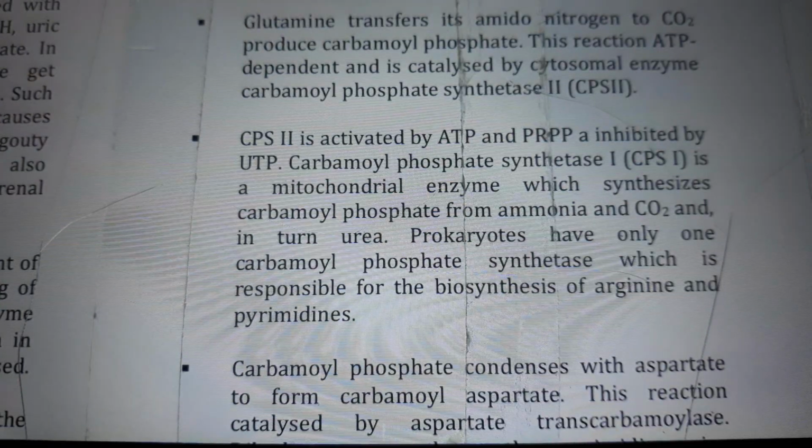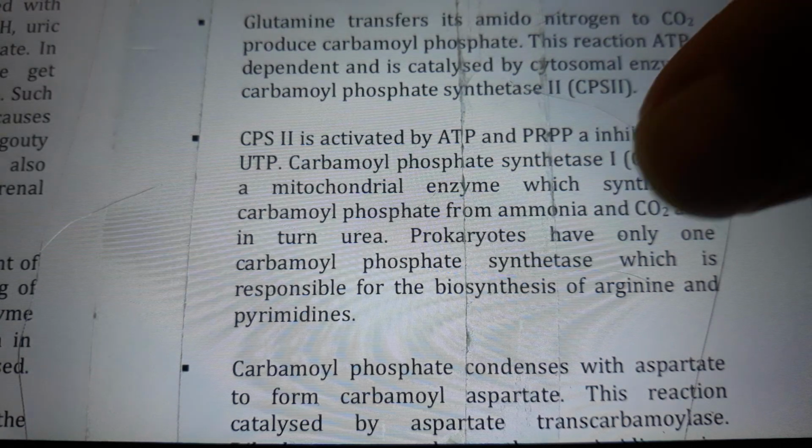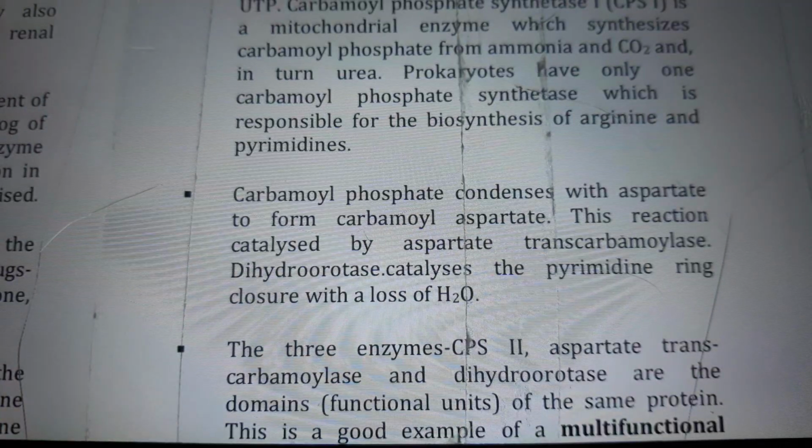That is, glutamine transfers its amide nitrogen to CO2 to produce carbamoyl phosphate. This reaction is ATP dependent and is catalyzed by the cytosolic enzyme carbamoyl phosphate synthetase 2, CPS2. CPS2 is activated by ATP and PRPP and inhibited by UTP. Carbamoyl phosphate synthetase 1, CPS1, is a mitochondrial enzyme which synthesizes carbamoyl phosphate from ammonia and CO2 and in turn urea. Prokaryotes have only one carbamoyl phosphate synthetase, which is responsible for the biosynthesis of arginine and pyrimidines.